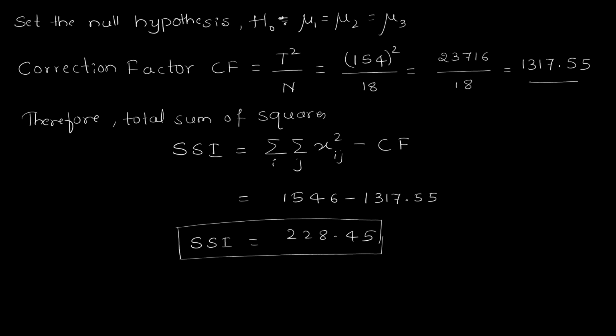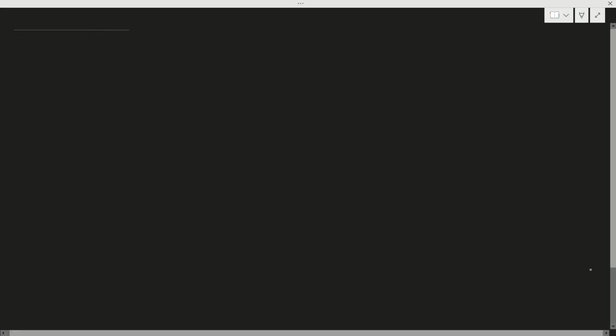Now, once you find SSI, that is the total sum of the squares, we need to find the sum of the squares between the samples or treatments. We have denoted this by SSB.